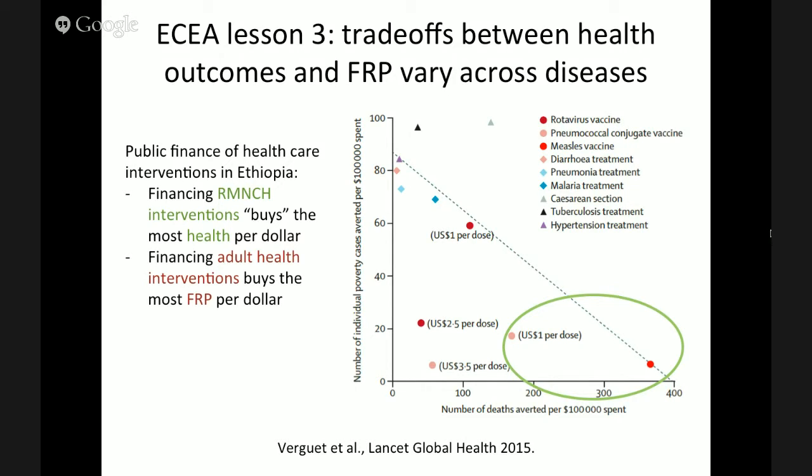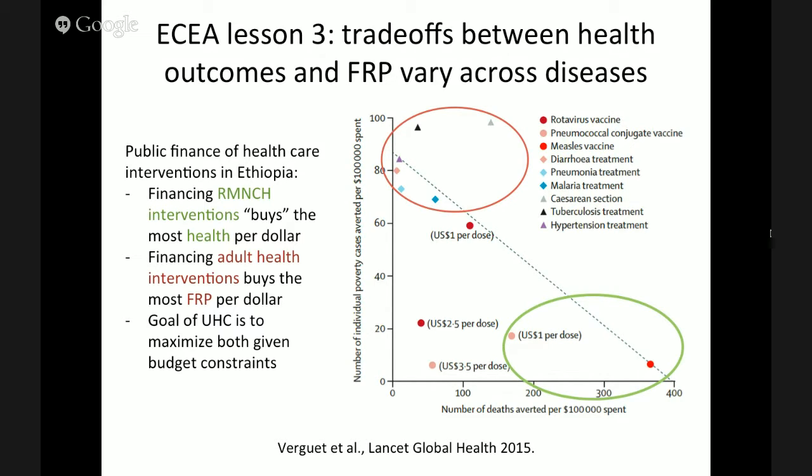And yet financing adult health interventions actually buys the most financial risk protection per dollar. These are the interventions up here in the upper left quadrant, where they're not necessarily averting a lot of deaths, but they're averting a lot of poverty cases, because these are diseases that are expensive, and they affect working age adults who are providing incomes for their households. So you can see, for the same amount of money spent on various interventions, a trade-off or a tension between interventions that promote health and interventions that prevent poverty.